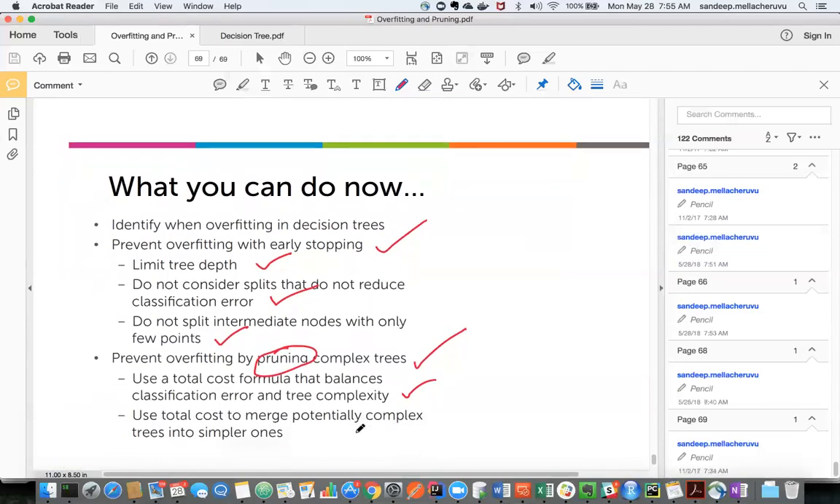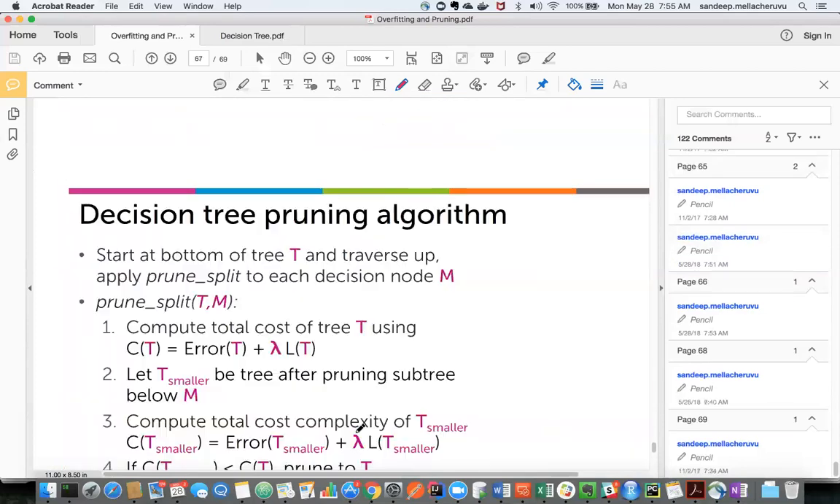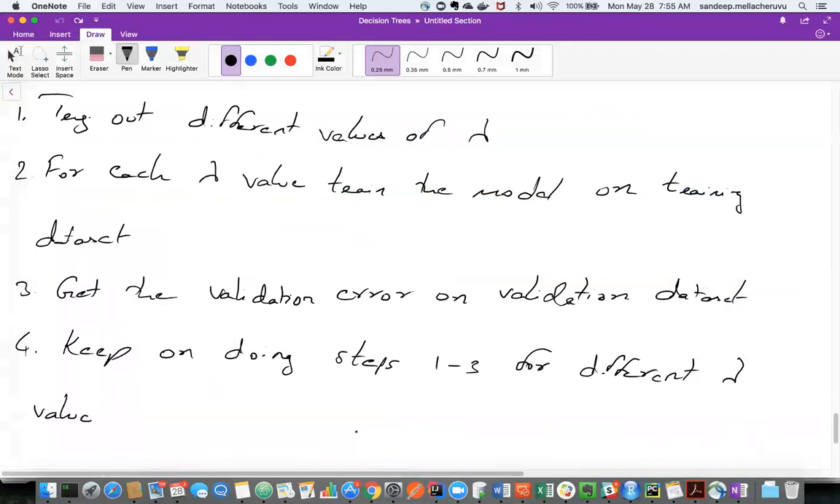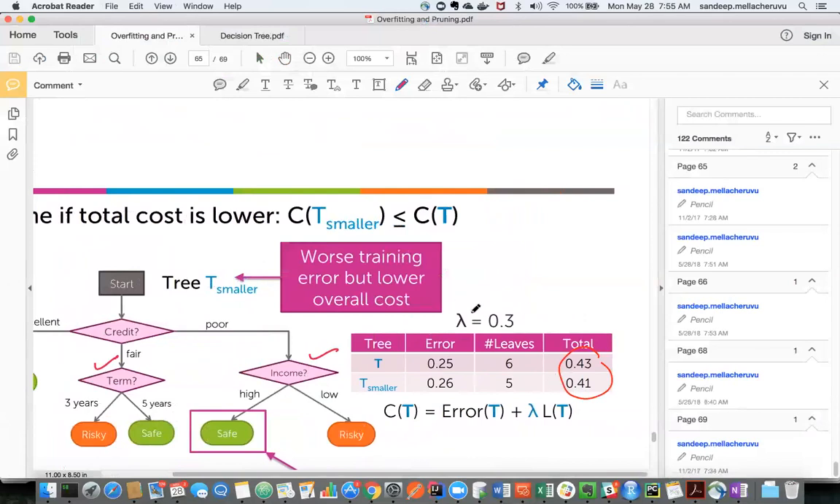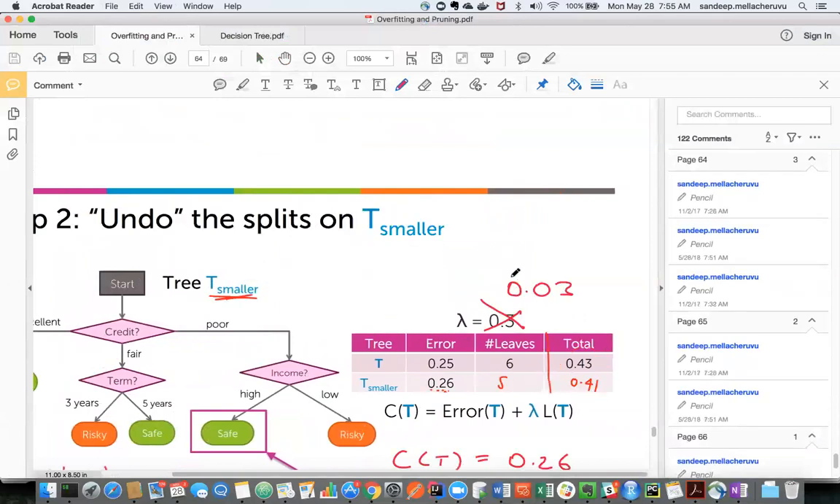So that is the summary. I'm not going into the summary, don't worry about that. But if you see this entire algorithm, lambda is fixed, like Vijay already pointed out. Lambda is fixed as 0.03.